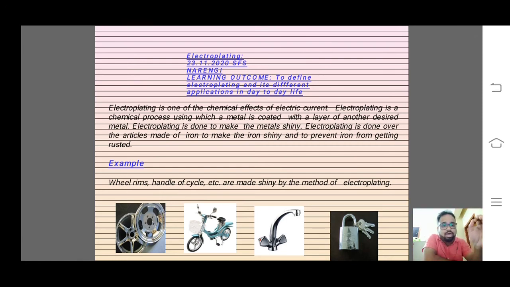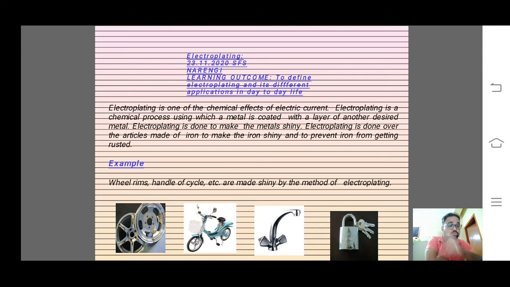and it is done to make the metal shiny. It is done over articles made of iron, because students, we know that iron undergoes rusting. So as to prevent rusting of iron, generally electroplating is done. So there is no rusting, and it can give a shiny look to that particular object. For example, wheel rims made of iron are electroplated. Then the handle of a bicycle. Then many other things are there.